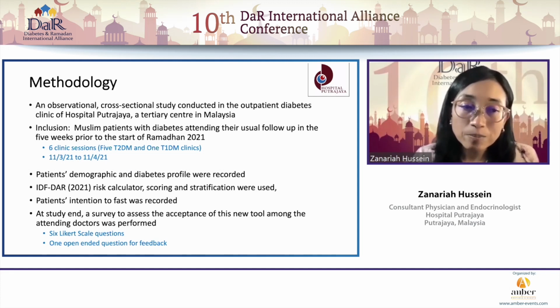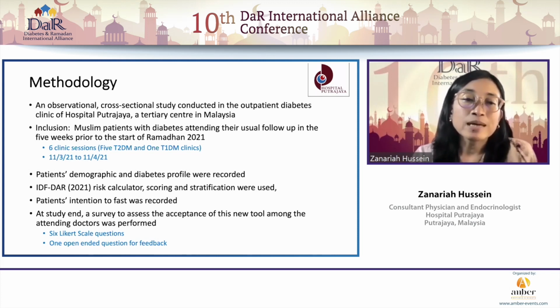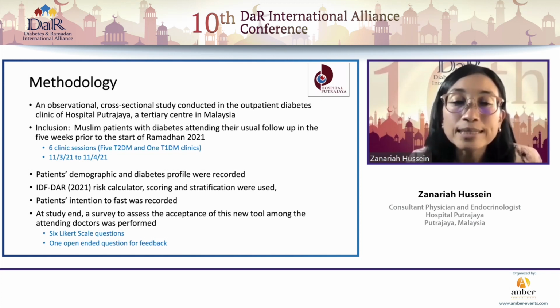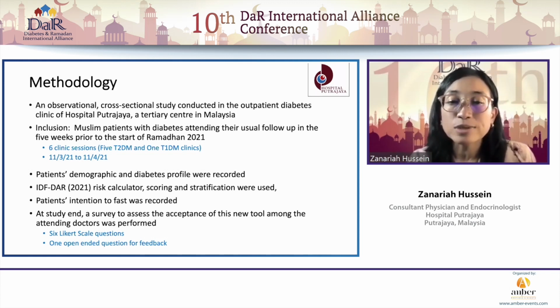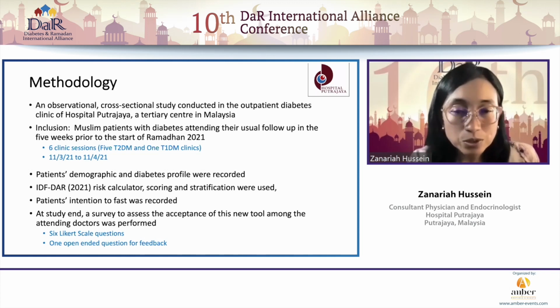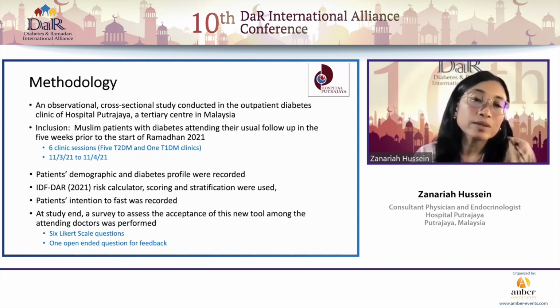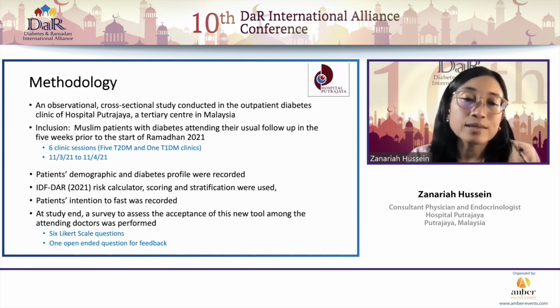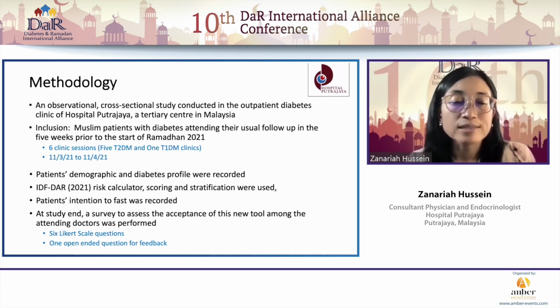We had a hard copy. We did not have a soft copy or app at that time to calculate the DAR, but we had the hard copy done, and we scored it on a sheet and stratified it. The doctors were trained to do that, and the patient was then asked about their intention to fast.